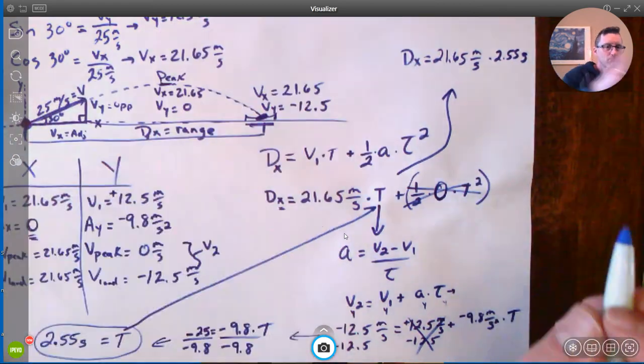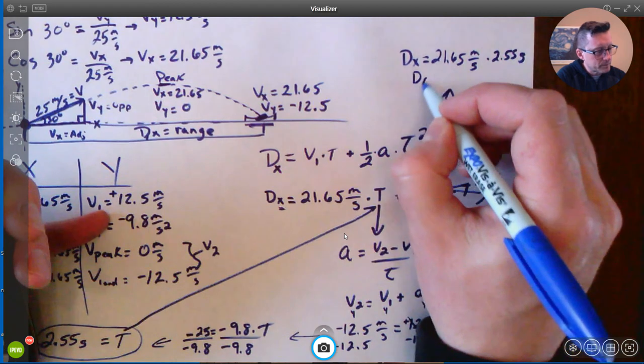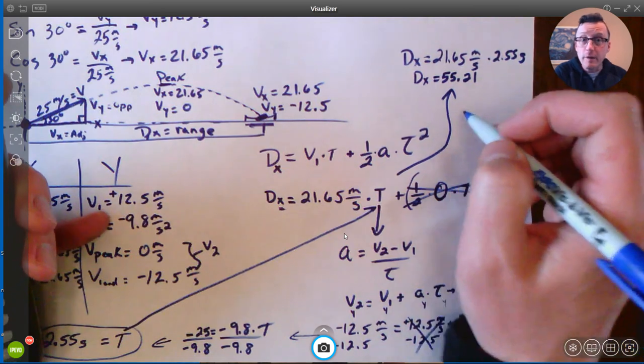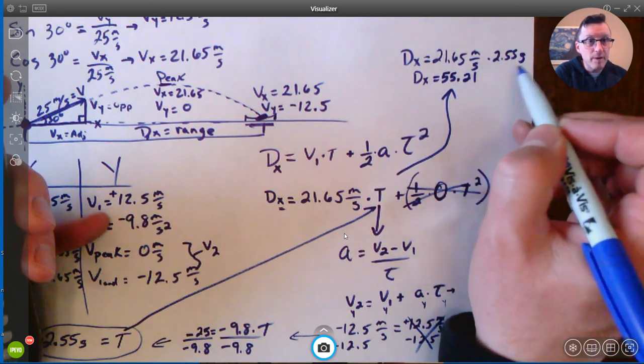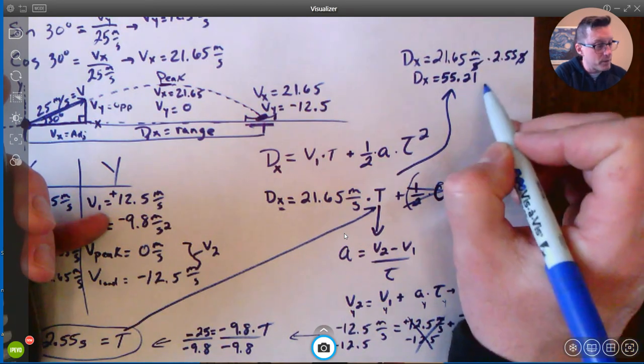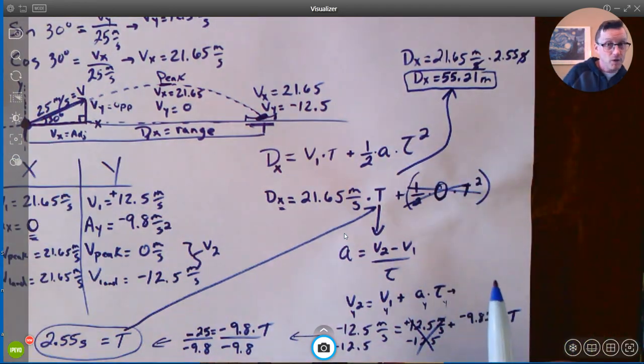Okay, type in your calculator. 2.55 times 21.65 equals 55, I'm going to round it to two decimal places, 0.21. Now what is going to happen to the units? I have a seconds on the bottom here. I have a seconds on the bottom here. Those are going to cancel out. Notice I just have meters left over. And that should make sense because meters is a distance. Okay, so a lot of work here, but you can do this. If you have any questions, please let me know. And this is how you figure out the range of a projectile launch.